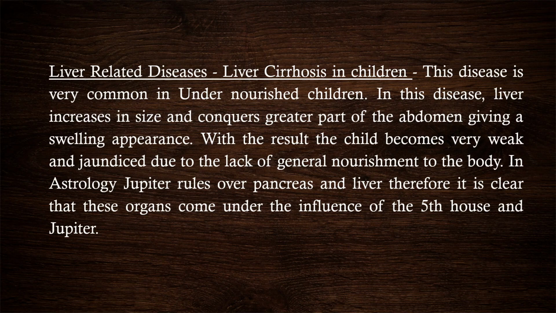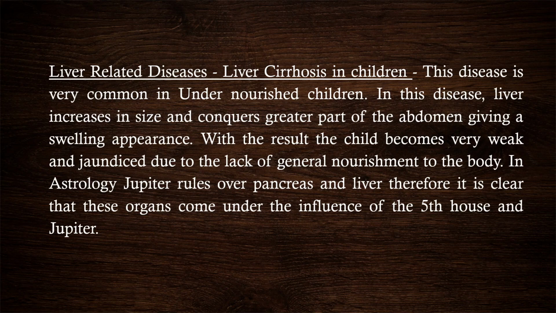Liver related diseases like liver cirrhosis in children. This disease is very common in undernourished children. In this disease, liver increases in size and conquers greater part of the abdomen, giving a swelling appearance. With the result, the child becomes very weak and jaundiced due to the lack of general nourishment to the body.